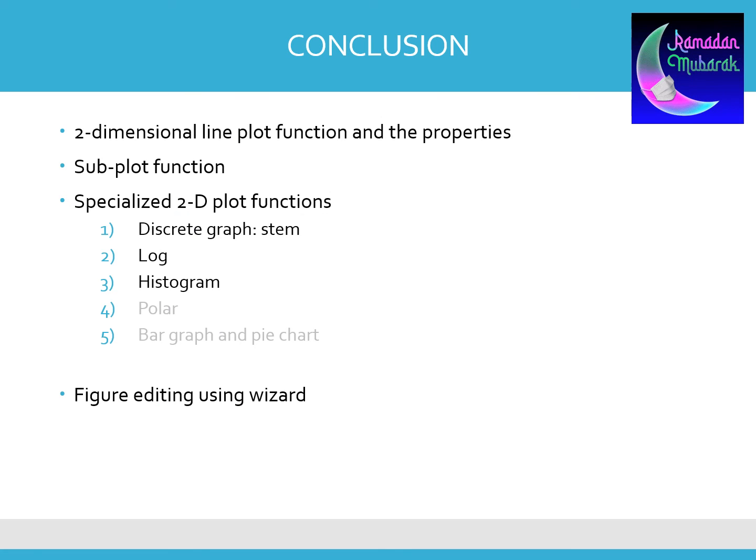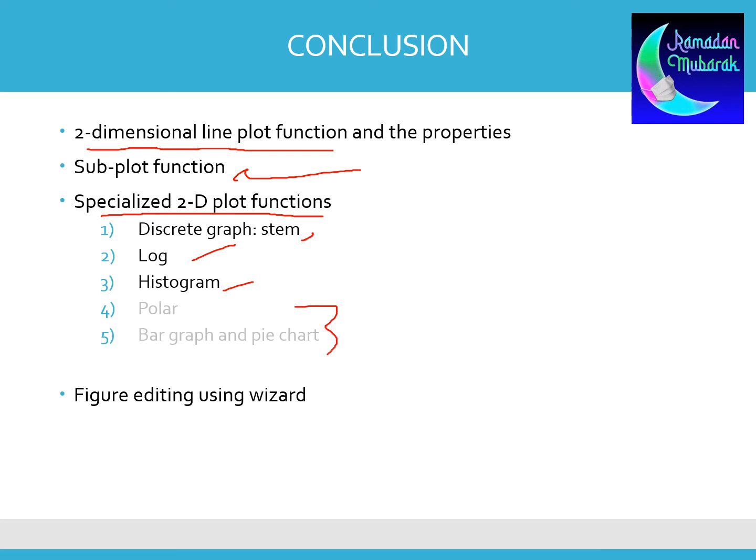So we have finished chapter 7. So we can conclude that you have already learned how to do a two-dimensional line plot, how to change the tick, the line type, the color, how to do a multiple plot inside the plot, and then you also learn how to do subplot. So basically inside a figure you have multiple plots. And also I show you some specialized 2D plot functions like a stem, log, a semi-log graph, and histogram.